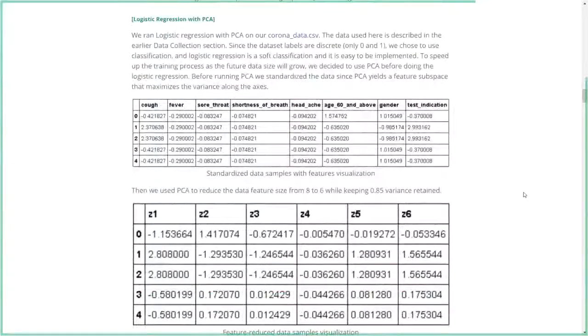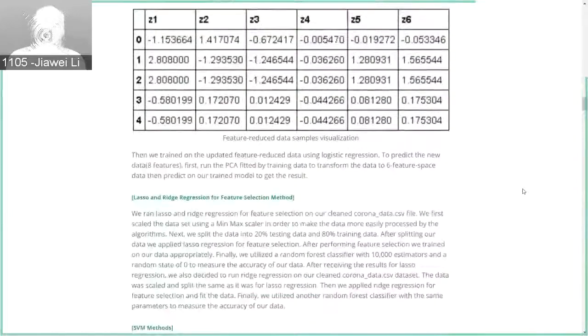Before we run the PCA, we standardize the data. After we standardize the data, we use it to run PCA and reduce the feature size from 8 to 6 while keeping 0.85 of the variance retained. And after that, we run the logistic regression on that and get the results.